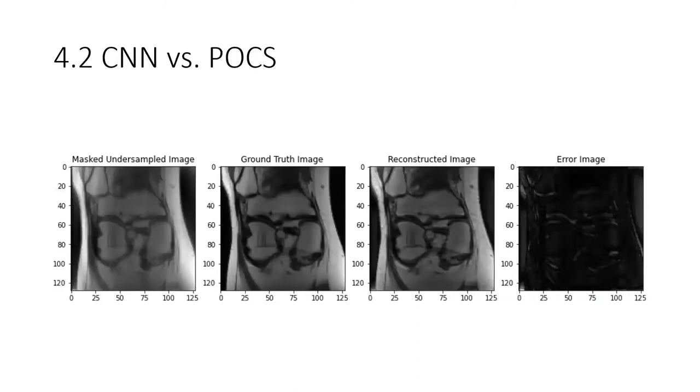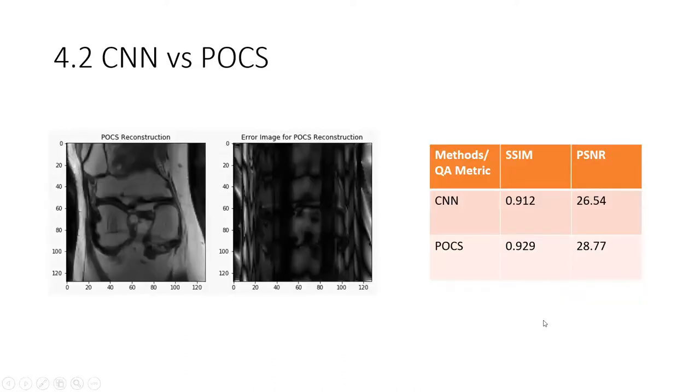Later on, for partially acquired k-space with a proportion of 33/64, the network provided the following results. Here again, you can see the undersampled image, its ground truth, the reconstruction made by the network, and its following error image. POCS also provides these results with the following error image. Observing their SSIM and PSNR values, although POCS gave slightly higher quality, the network was able to provide high fidelity images, as can be seen from its SSIM value of 0.990.